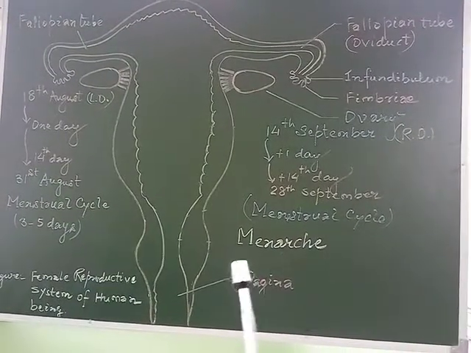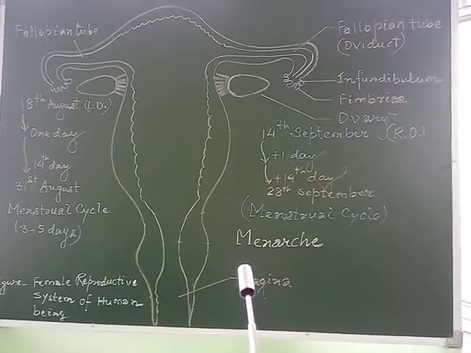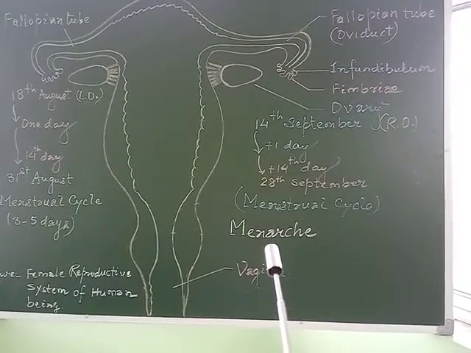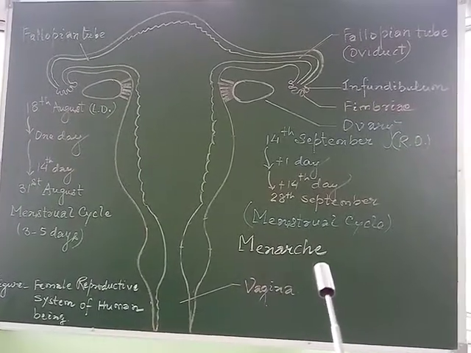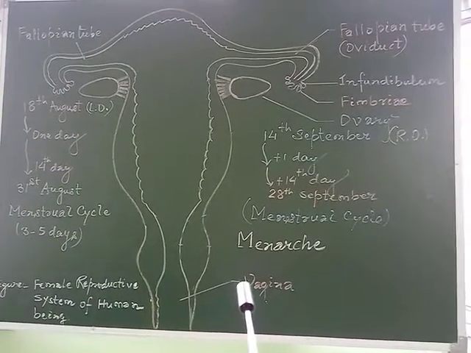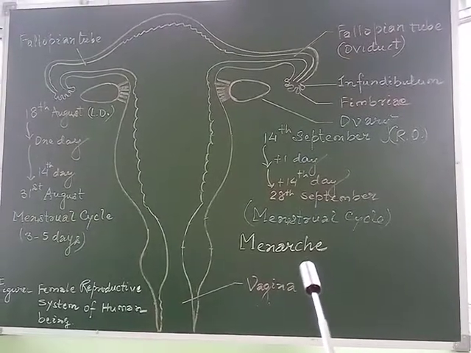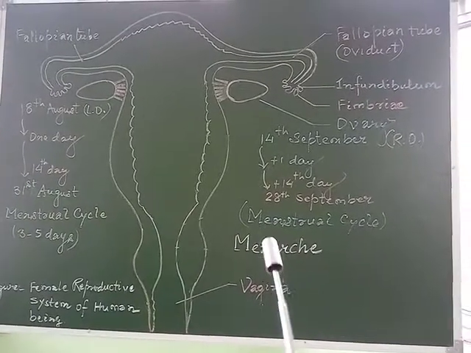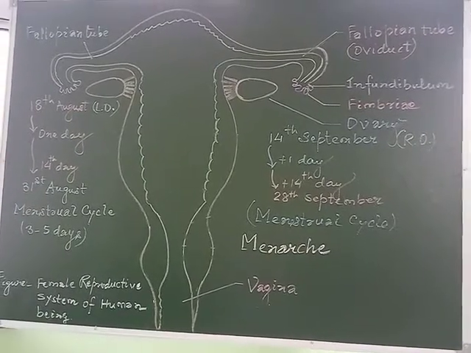As we have discussed in the previous classes, the first menstrual flow in the life cycle of the human female is called menarche, which occurs at the age of puberty, around 10 to 12 years of age. Menarche is the time when the girl becomes capable of going through the developmental process occurring within the female reproductive system.